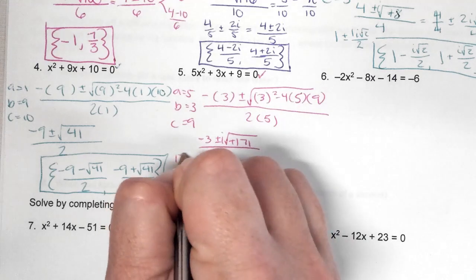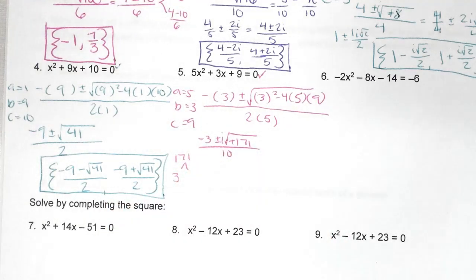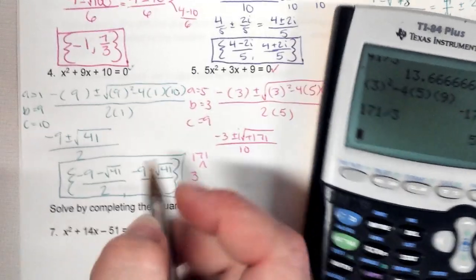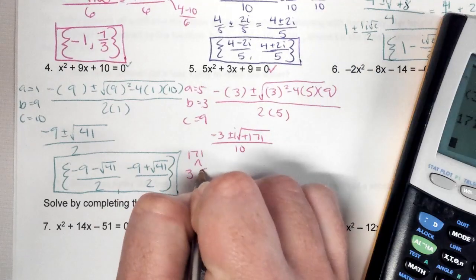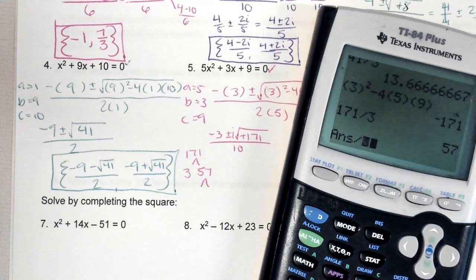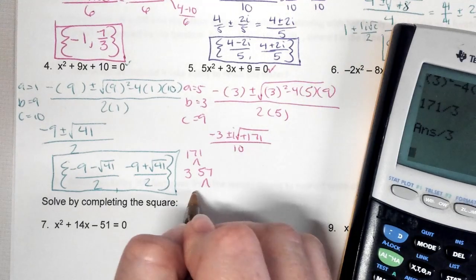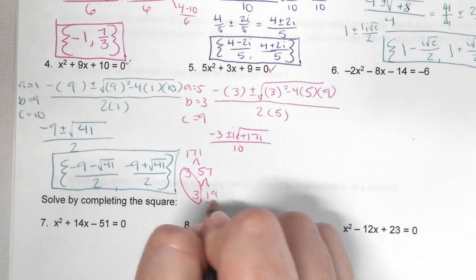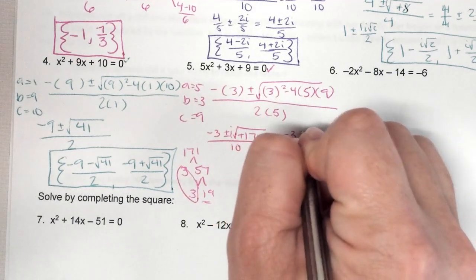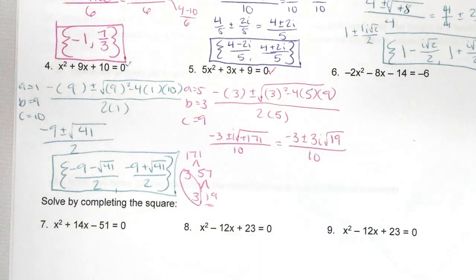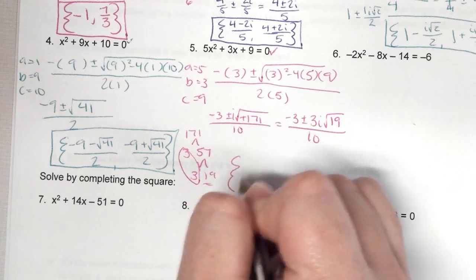171 is not prime. 3 goes into 171 57 times. 57 has a 3, so divide by 3. 19 times, but 19 is prime, so now we're done. So we can take a 3 out, and a 19 stays in. Now, I don't need to separate because 3 over 10, 3 over 10, they don't simplify. So this is my answer.